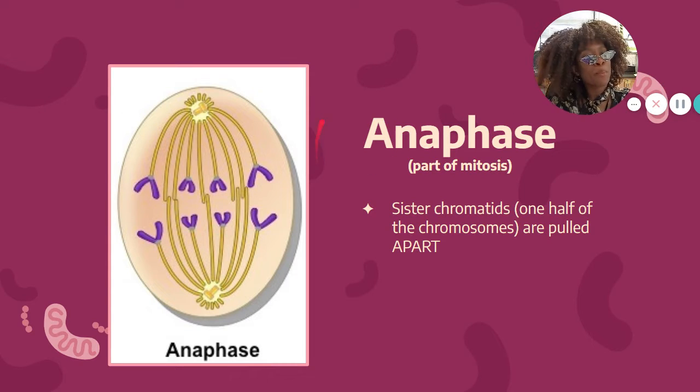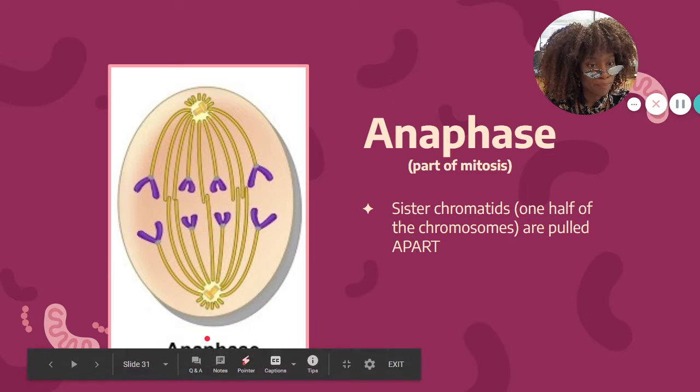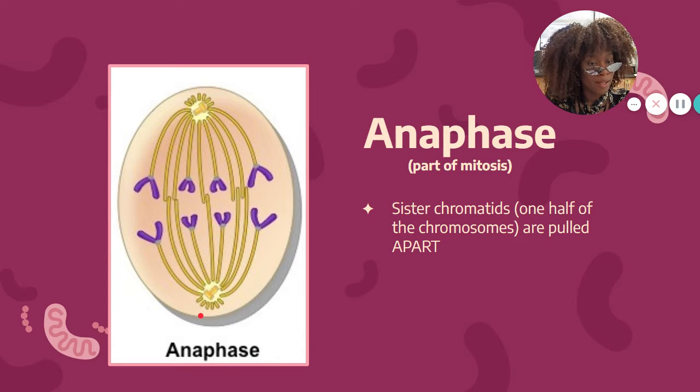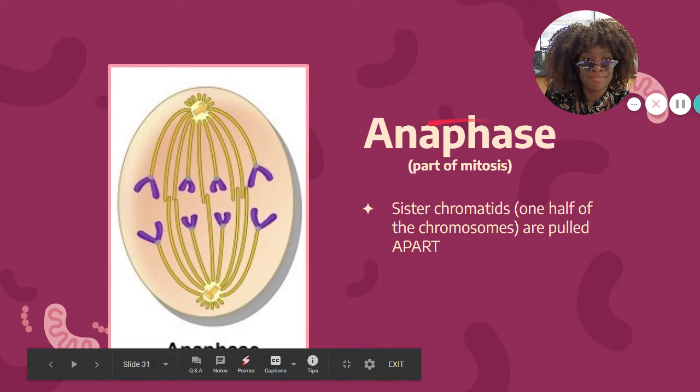Okay, after prophase and then metaphase, next up we have the A, which is anaphase. Anaphase is characterized by the chromosomes getting pulled apart. The sister chromatids, which are half of the chromosome, get pulled apart. Okay, how do I remember that?